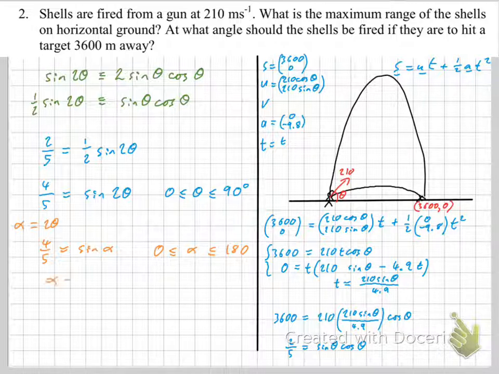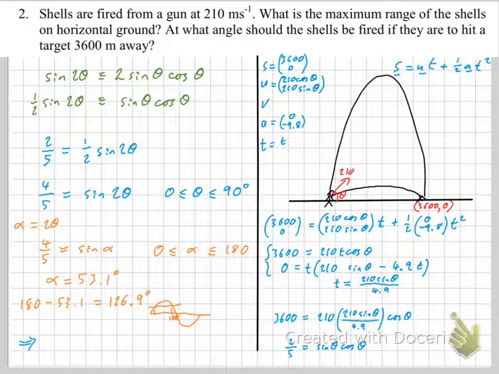Shift sine 4/5, and we get 53.1 as a principal value. For sine, there's a quick sketch of the graph. We can see that we subtract from 180 to get a secondary value. So 180 minus 53.1 gives us a secondary value for alpha. And then to get theta, we just need to halve both of those. So 53.1 halved, remember to use the exact value on your calculator, 26.6. And if we halve 126.9, we get 63.4 degrees. And we're done.